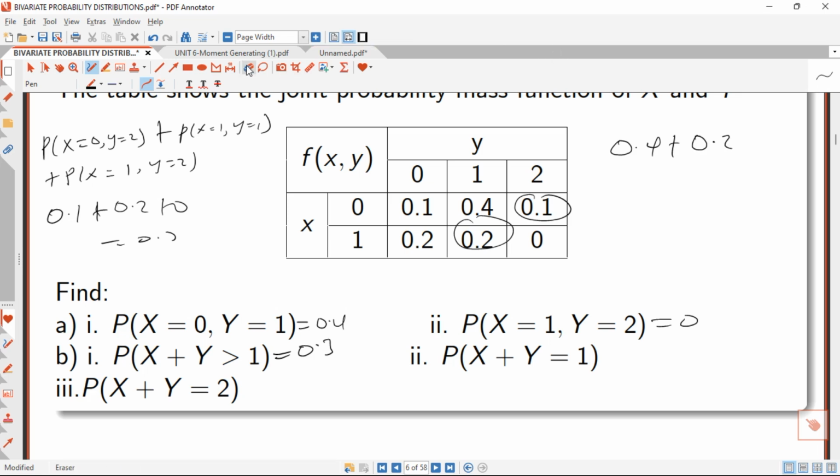And then 1 plus 1 is more than 1. 1 plus 2 is more than 1, so our final answer here will give us what? We are getting 0.6. So here when you come here, it's equal to what? 0.6. Yes, 0.6 will be our final answer for that one.